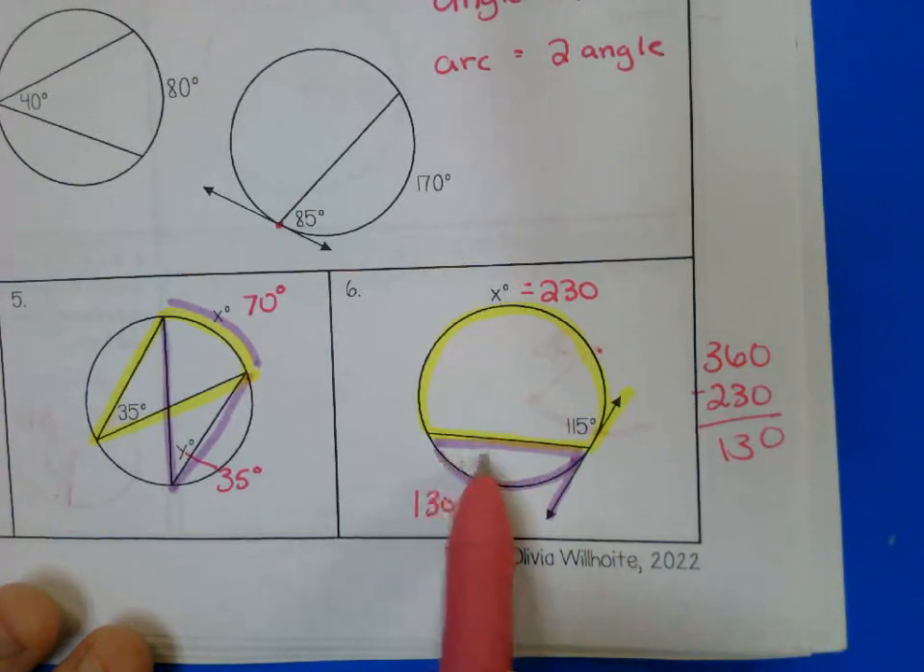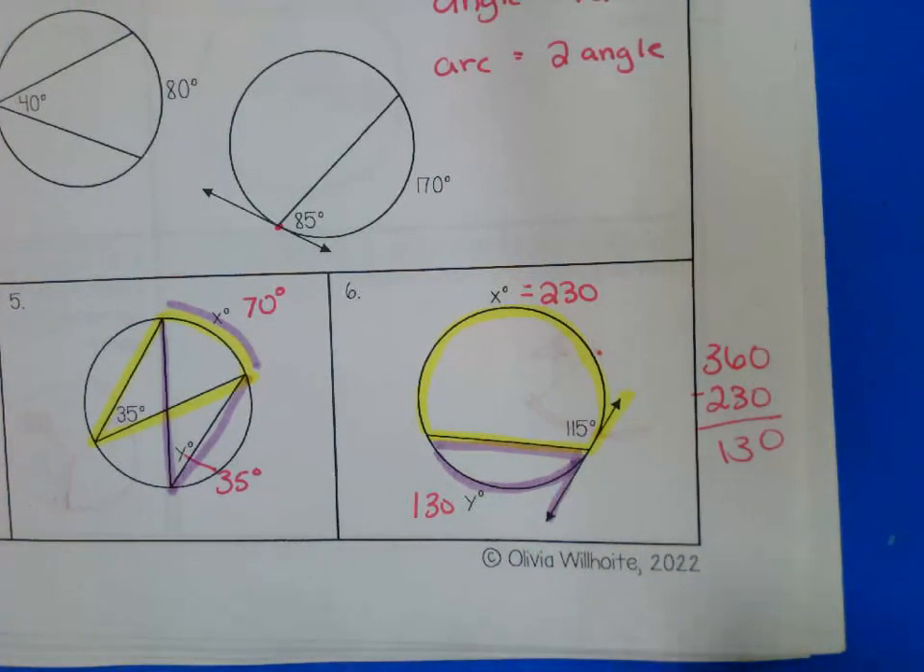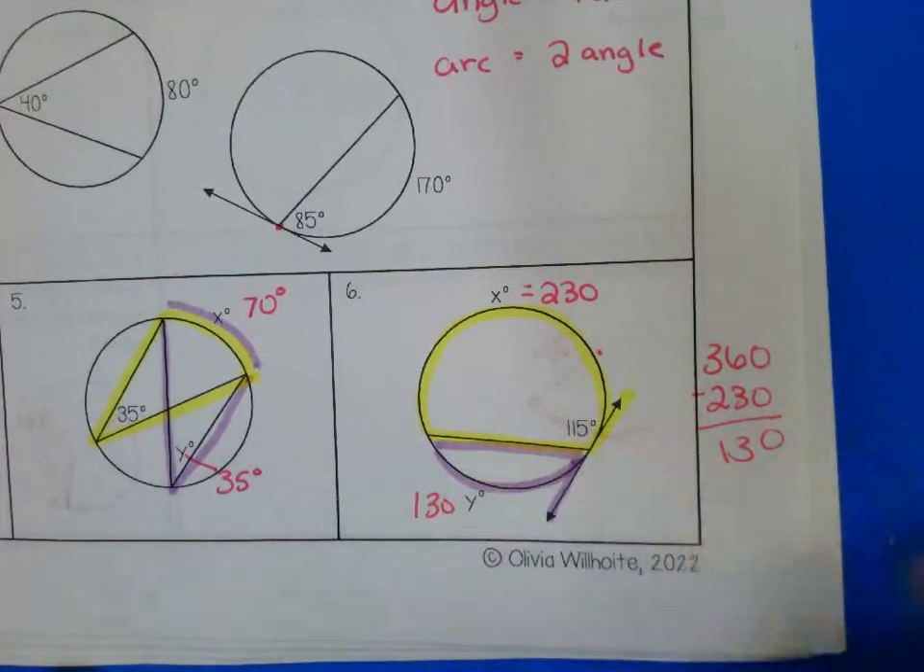And then you can actually do 130 divided by 2, and you could find out what that angle is. They didn't ask you for that. You could also do 180 minus 115. There's more than one way to catch these angles sometimes.